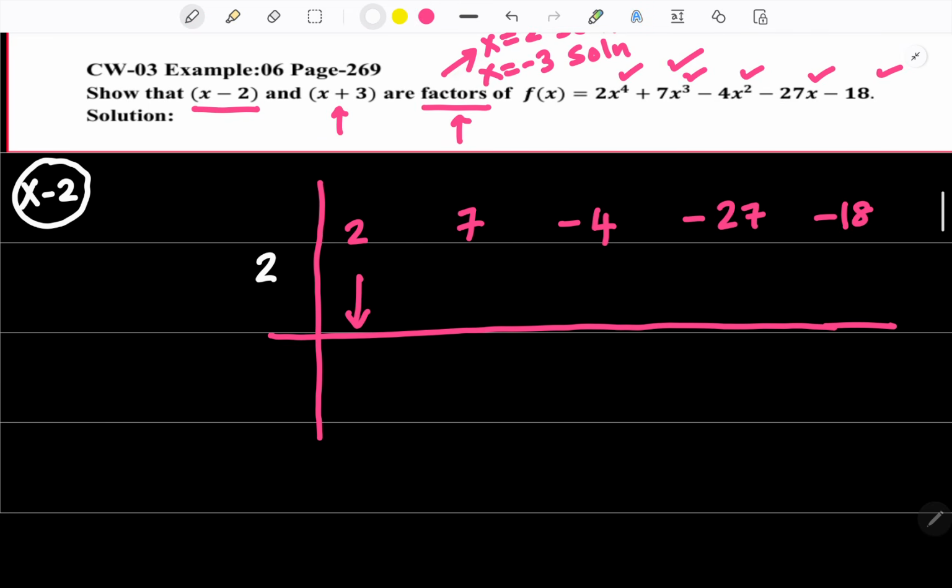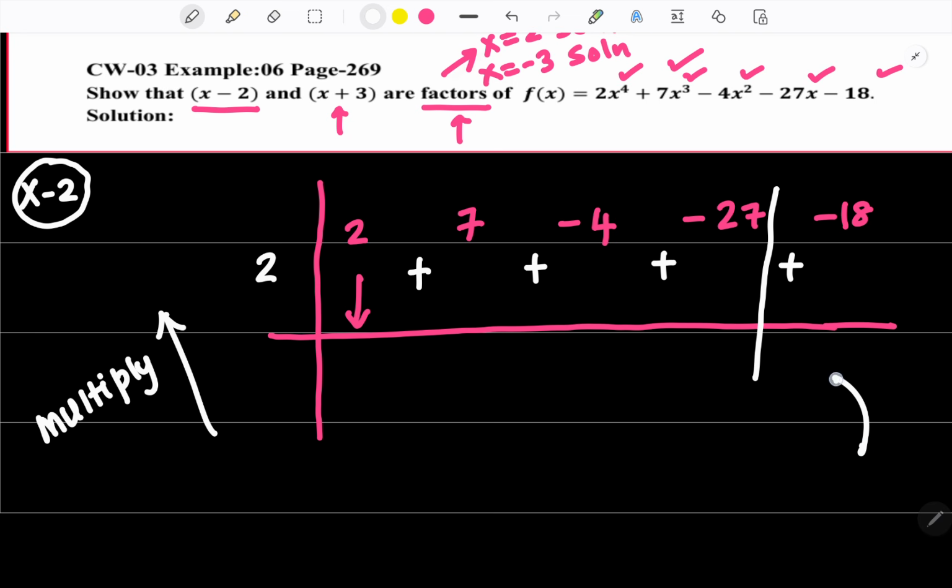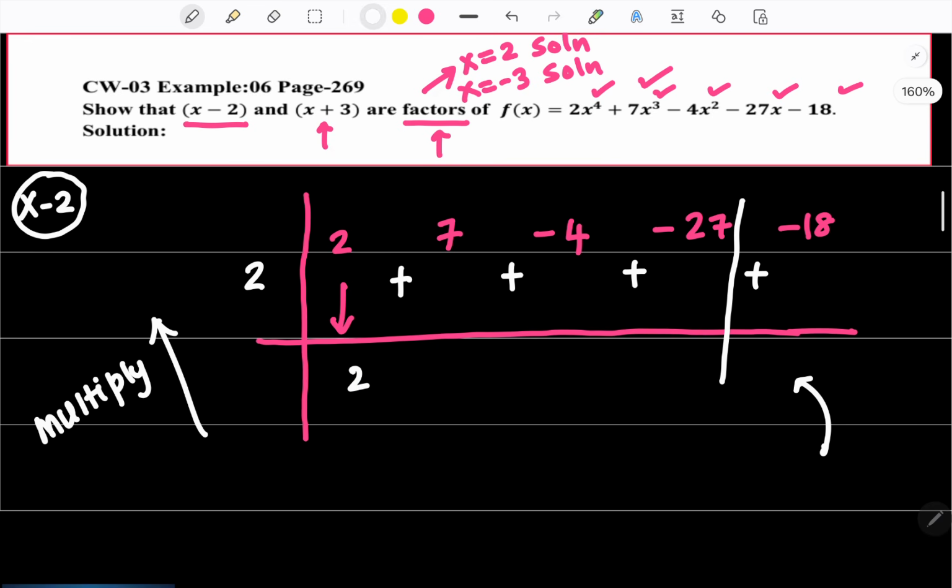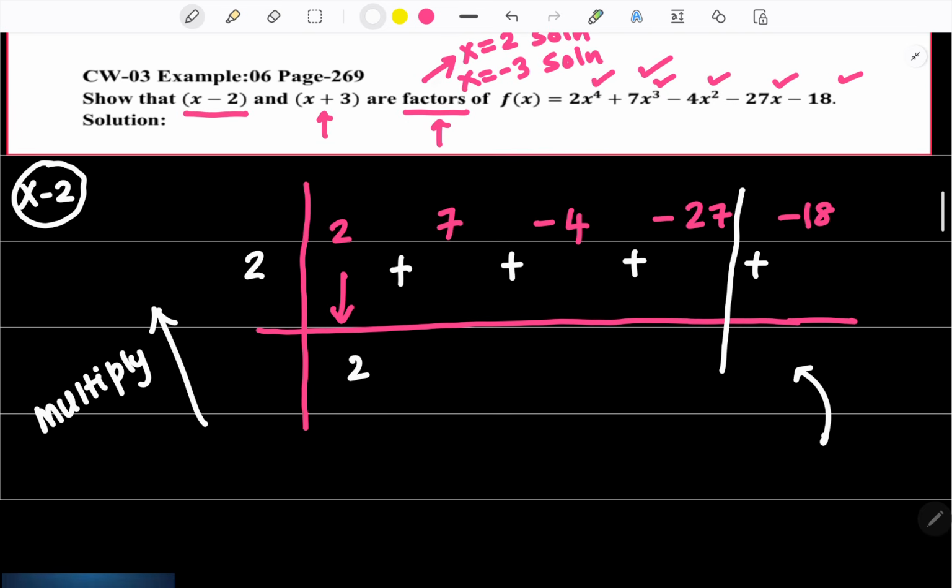What I said, this side we are going to multiply. Okay? And this side what we are going to do? We are going to add. Okay? The last column, if you get 0, then it is a solution. So take this number 2, synthetic division.